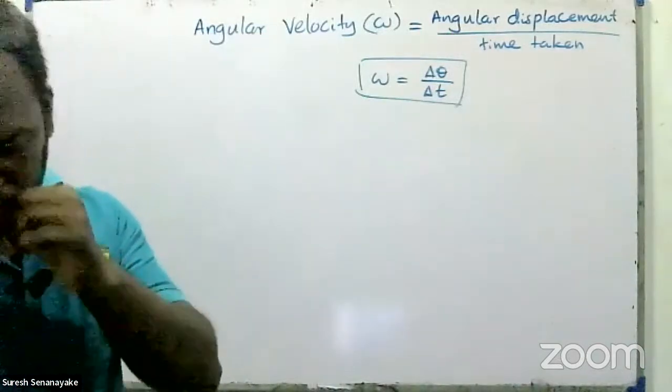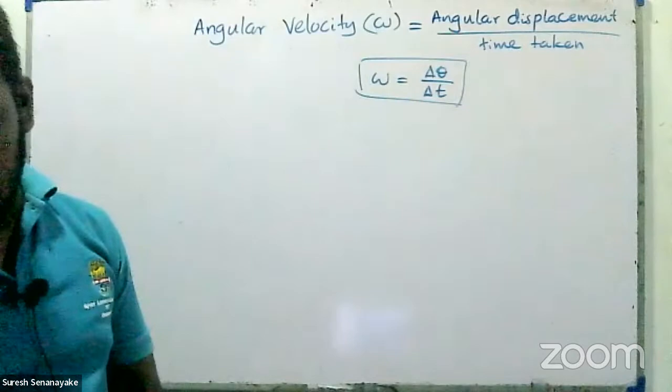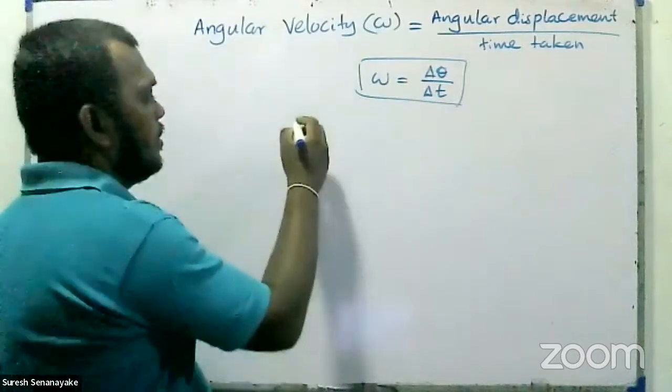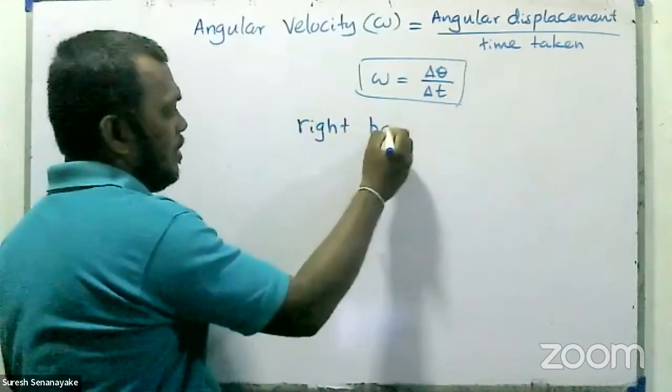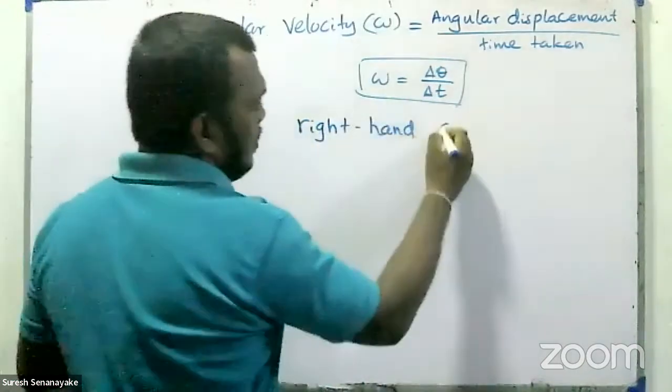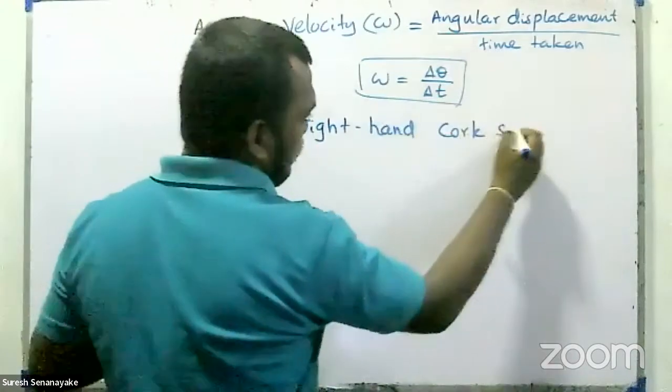The direction of angular velocity is given by the right hand screw rule.